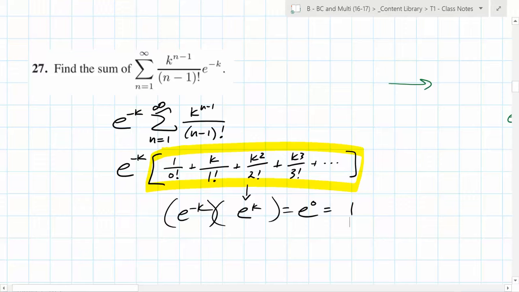So what does this mean? No matter what the k value is, what does this always collapse to? 1. No matter what the k value is, this infinite summation always collapses to 1.